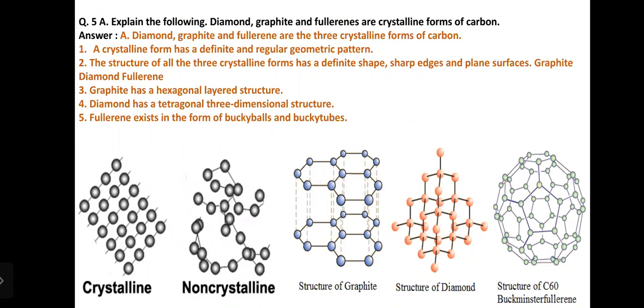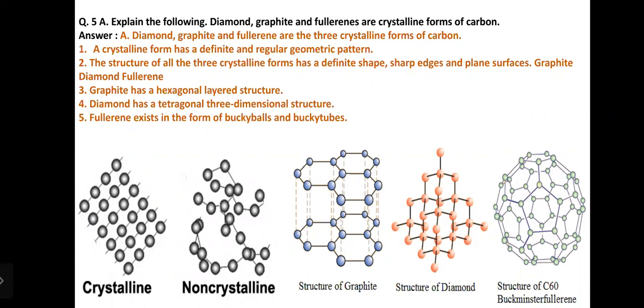Diamond, graphite and fullerenes are three crystalline forms of carbon because a crystalline form has a definite and regular geometrical pattern. As we know, diamond has a definite and regular arrangement of atoms. Graphite also has regular arrangement. Fullerenes also have regular arrangement. Below, diagrams are given of the structure of graphite, structure of diamond, structure of Buckminster fullerenes. In these three structures we can clearly see the regular arrangement of atoms, definite shape.